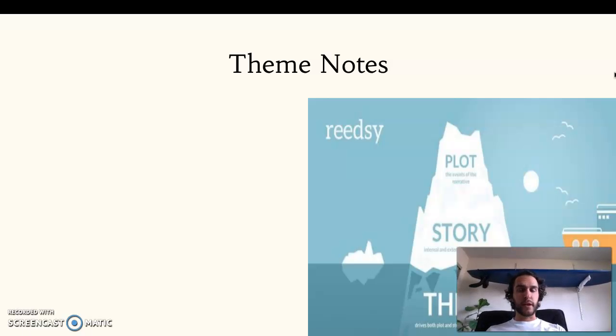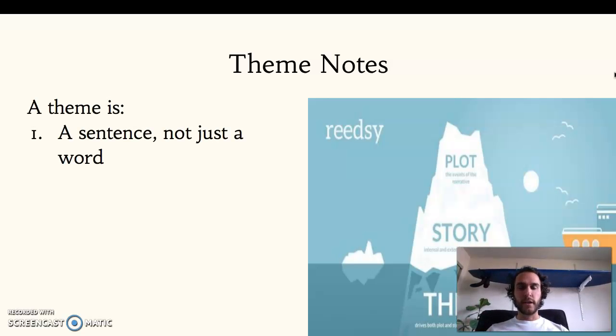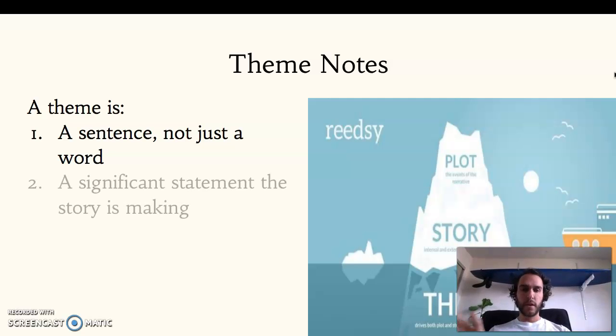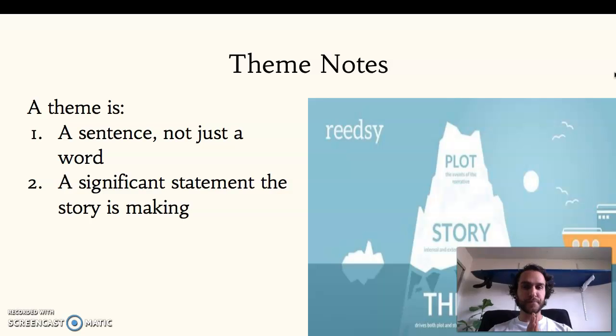But the first thing is that a theme is a sentence, not just a word. So a good theme is always a full sentence and not just a word. So freedom is not a theme, or love, not a theme. Friendship, not a theme. It always has to be a sentence. A theme is, number 2, a significant statement the story is making.